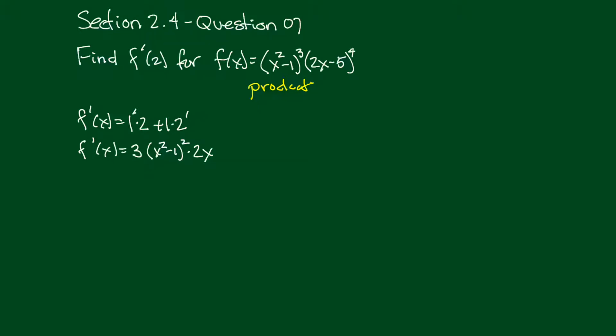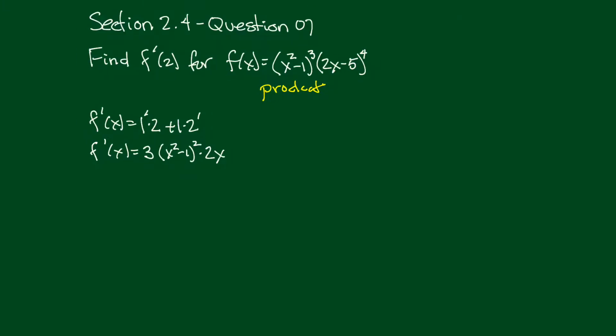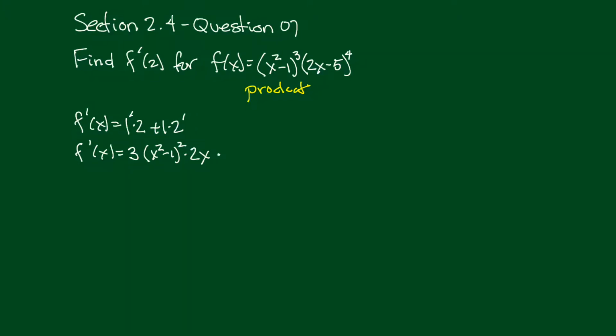So here's the derivative of the first. I've got the derivative of the first, now times the second, and the second is this factor right here. So that's the 2x minus 5 to the fourth. Let's just see what we have here. So that's the derivative of the first times the second. Let's keep going. Plus the first. So the first factor is that x squared minus 1 cubed times the derivative of the second.